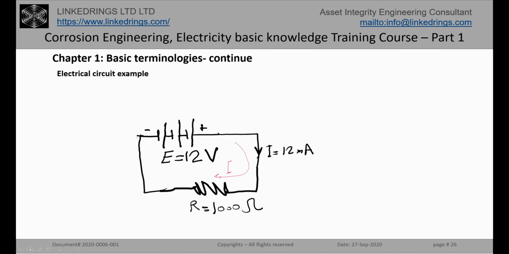This is an example of an electrical circuit in which we have multiple batteries connected, and it will give us a current of 12 milliamperes, and the resistance is 1000 ohm.